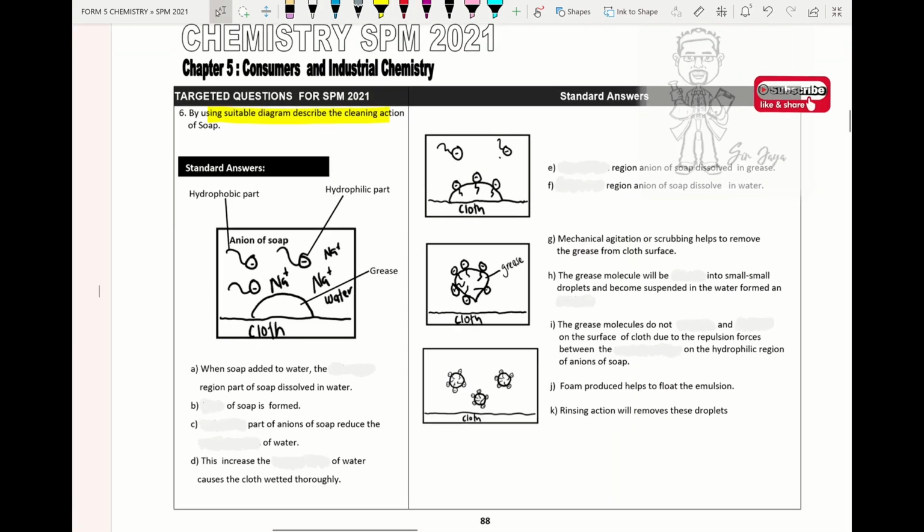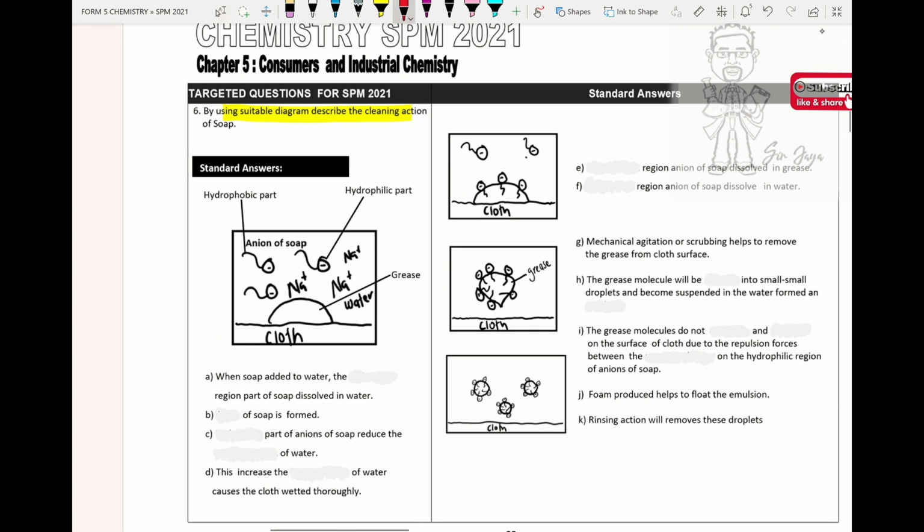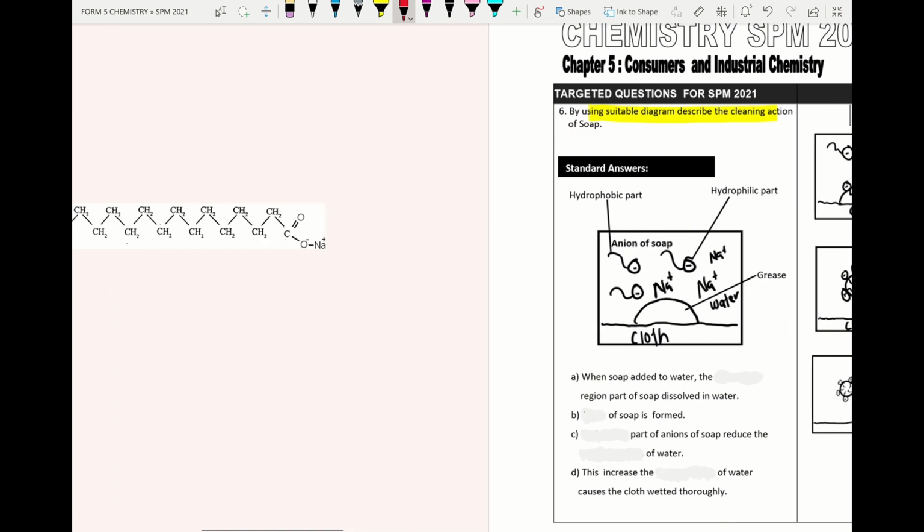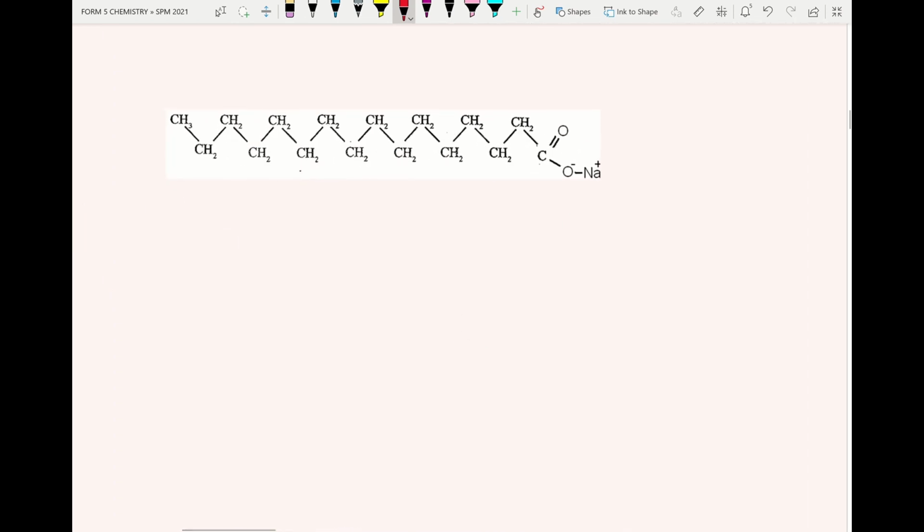All right, we move on to question number 6. Please read question number 6. By using a suitable diagram, describe the cleaning action of soap. So we will try to describe the cleaning action of soap. Before we describe it, please remember this structure. This soap is known as sodium palmitate. The formula is CH3(CH2)14COO- Na+. Please try to put the charges here.